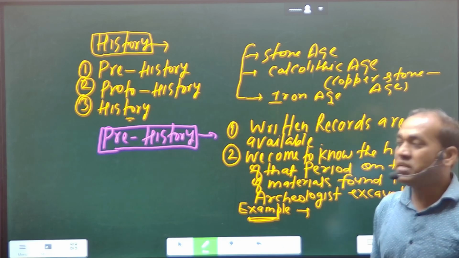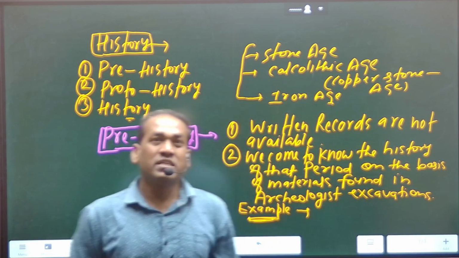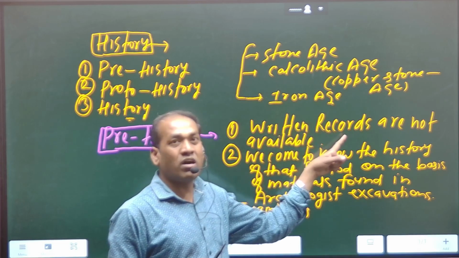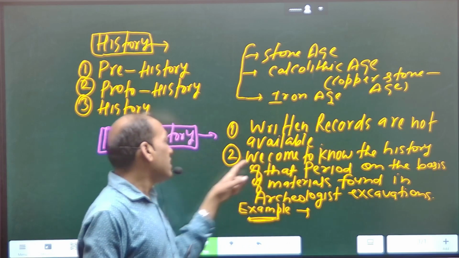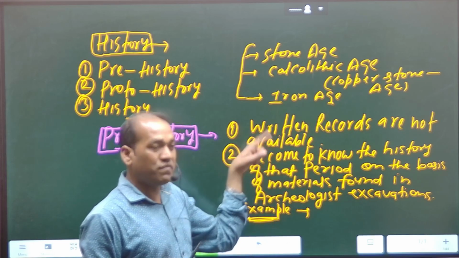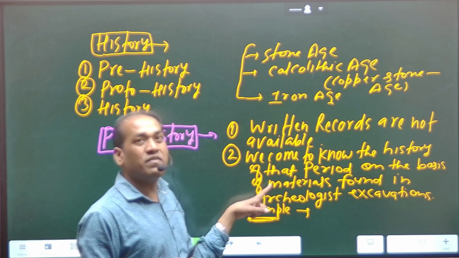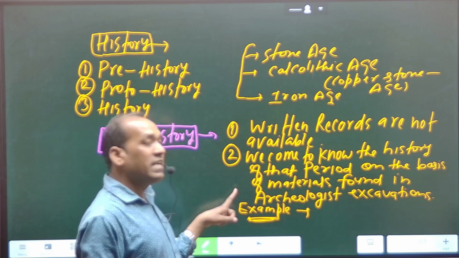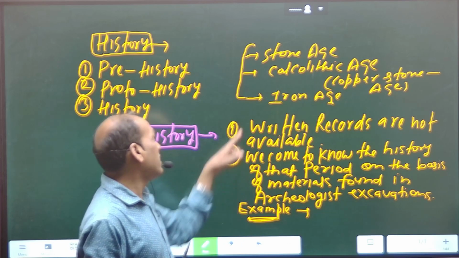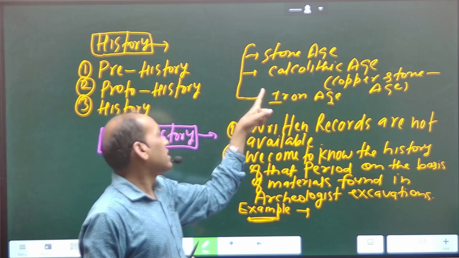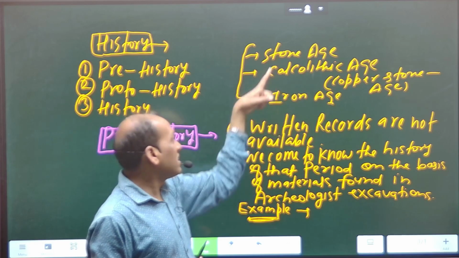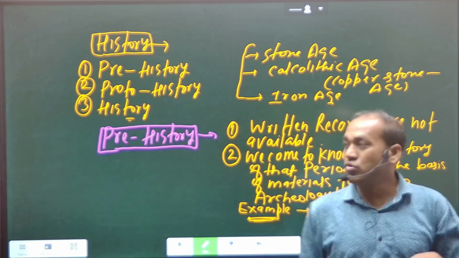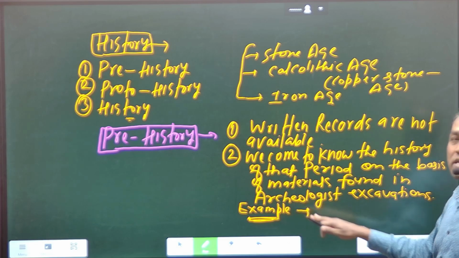So prehistory is what? Prehistory is the time period of history where we do not have any written records. Written records are not available. Second thing, we come to know the history of that period on the basis of materials found in archaeological excavations. For example, you can take Stone Age culture, Chalcolithic Age, Iron Age. All these periods of history are included in prehistory.